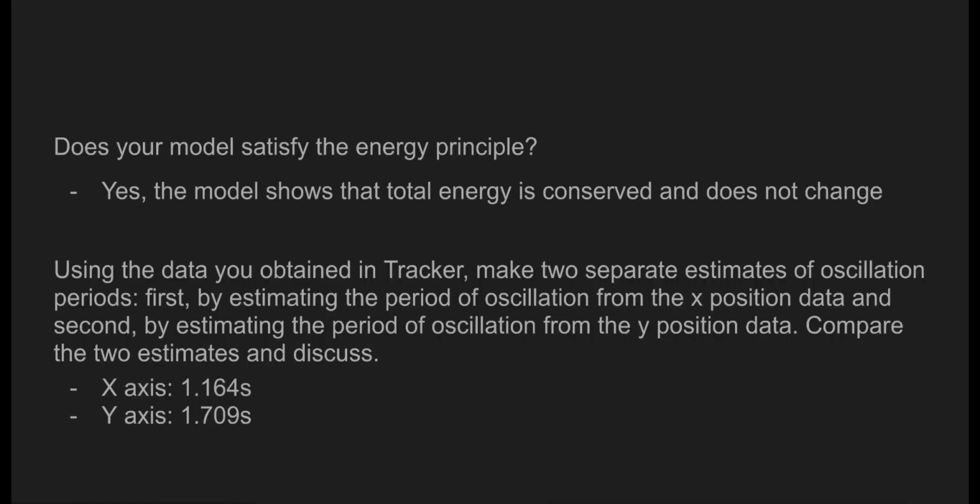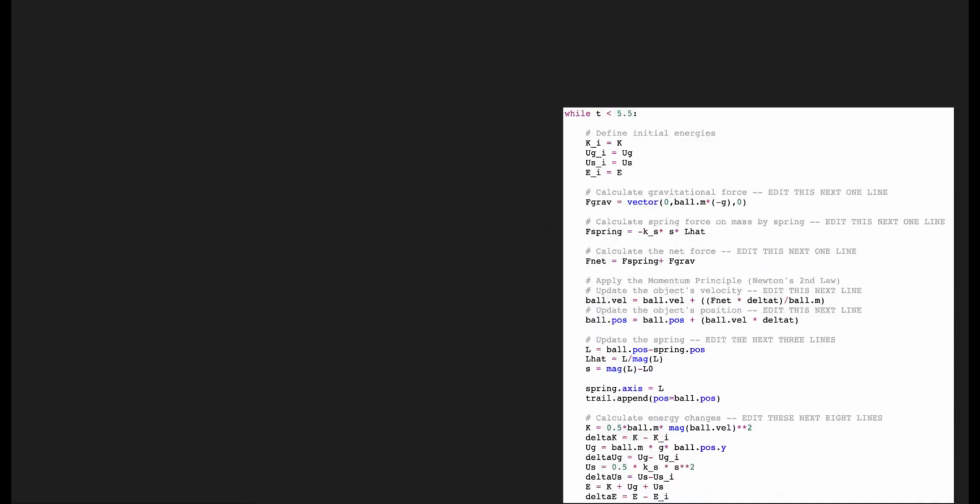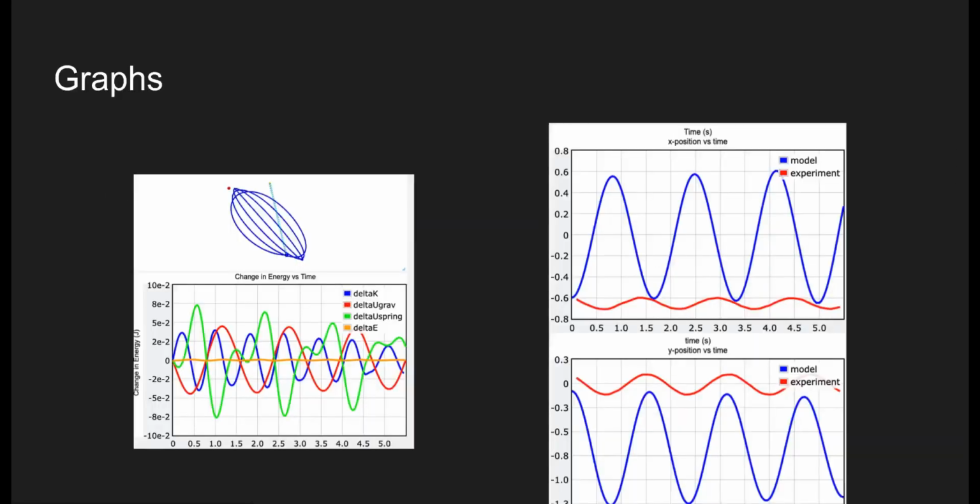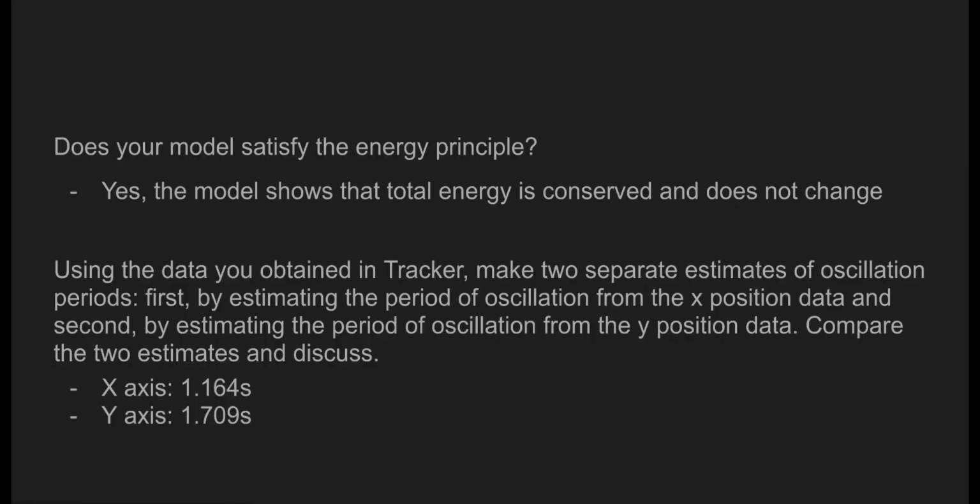So, some follow-up and discussion questions. We are asking, does your model satisfy the energy principle? From what we saw in the previous slide, the orange line, right here, the delta E, the change in energy, is equal to 0. That means that we are satisfying the energy principle because the total energy is conserved and does not change over time.